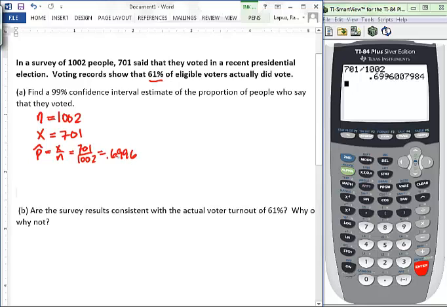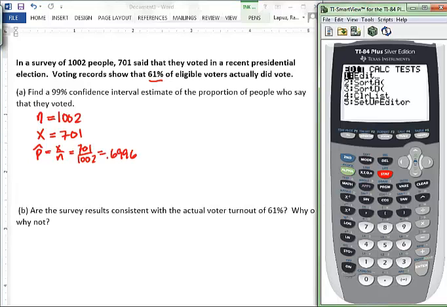Okay. Now if you were to do this by hand, you would need to look for the table to get your z value in order to find your margin of error for your confidence interval. Instead of doing that though, we're going to go ahead and use the calculator. So let's go to our calculator and hit stat, test, and we're going to scroll down until we see 1-PropZInt.